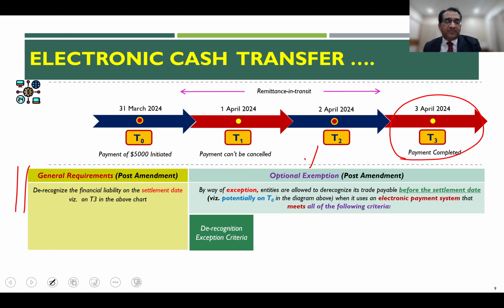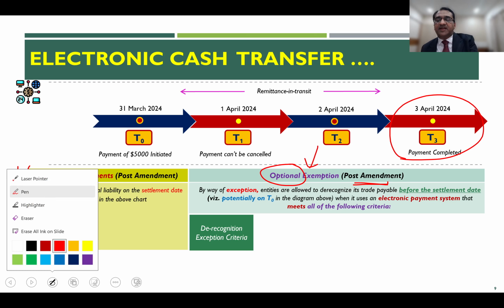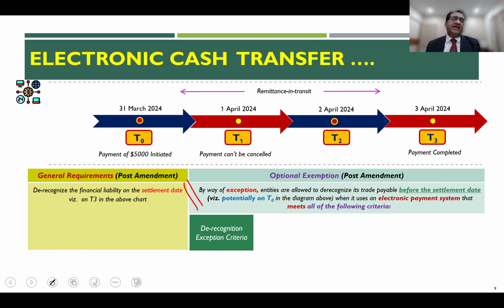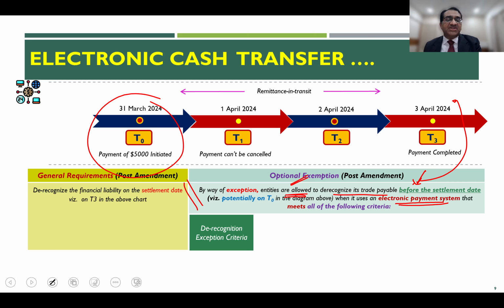But there is an exception or exemption which is given after the amendment, and this is an optional exemption, subject to meeting certain conditions. What is that? The amended position says that by way of exception, entities, that means the Indian company in my example, are allowed to derecognize the trade payable before the settlement date of 3rd April 2024, potentially on the day they initiated the transfer, when that Indian company uses an electronic payment system that meets all of the following 3 criteria. What are the 3 criteria?